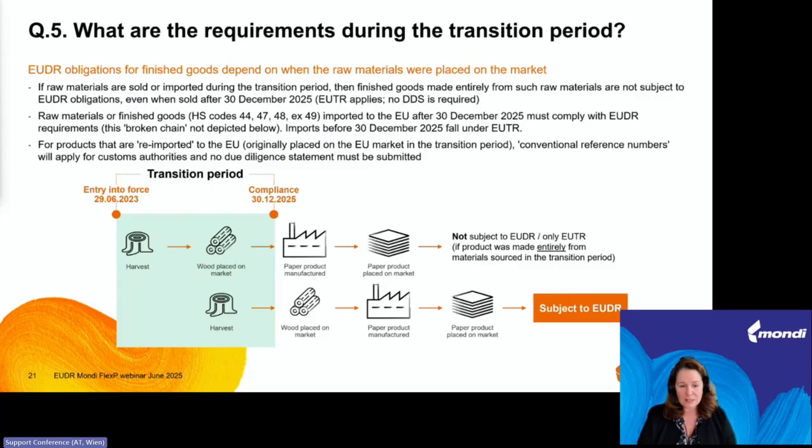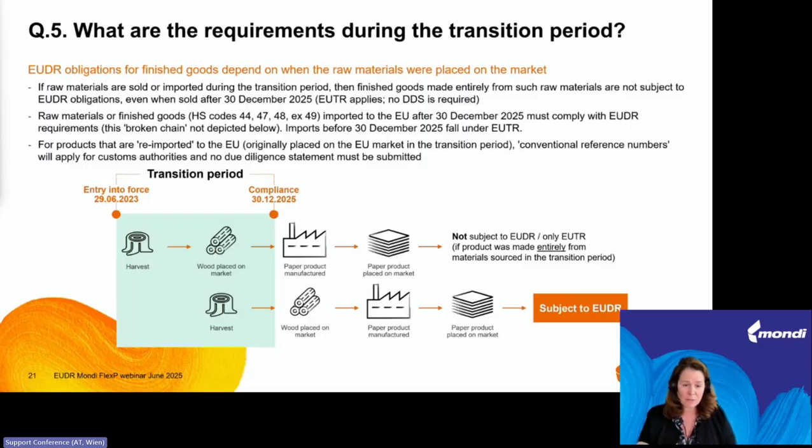And we've tried to illustrate this at the bottom as well, so that you can see, we say we have the harvesting and the wood is on the market before the end of this year in the first line, and then it goes into manufacturing, potentially converting and so on. There are no EUDR obligations, only EU Timber Regulation requirements, if the product was made entirely from those materials in the transition period.